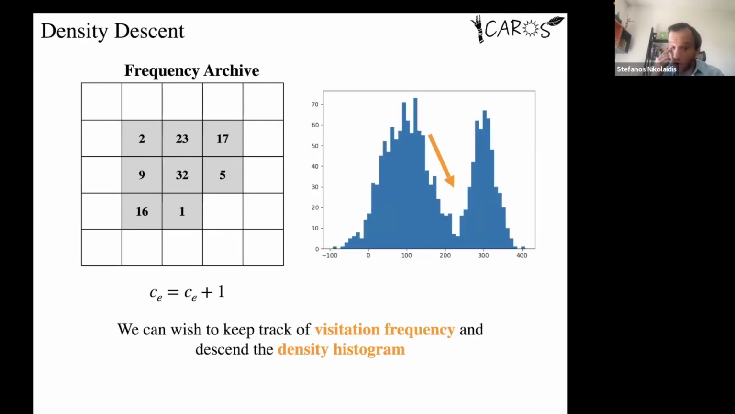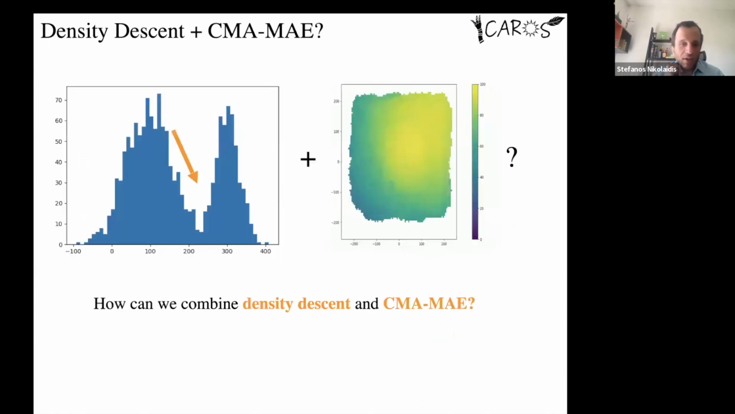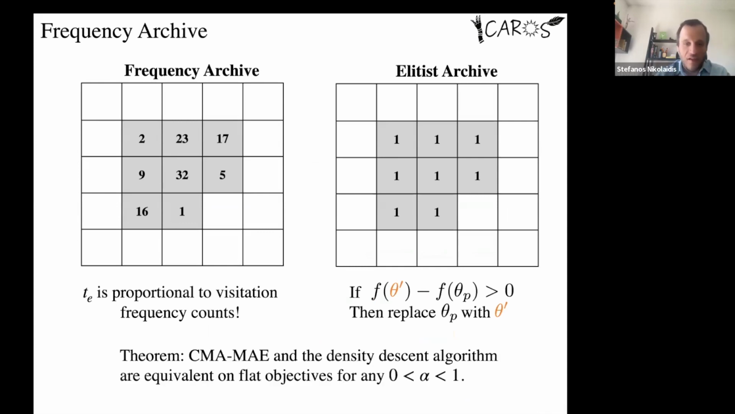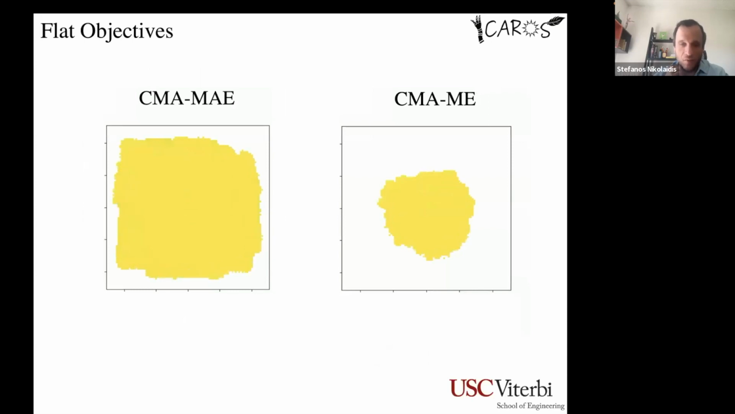So what we would really like to do is keep track of visitation frequency and descend the density histogram. Now, the question then is how we can combine density descent and CMAMAE, the algorithm that we have proposed, with a learning rate. And the answer is do nothing, because actually what happens is that the threshold that we update with a learning rate every time we visit a solution becomes proportional to visitation frequency counts for constant objective. And so we can actually show that CMAMAE, this algorithm that introduces this soft archive, this archiving update with a learning rate, and density descent are equivalent. And we can actually show that this results in much better performance.